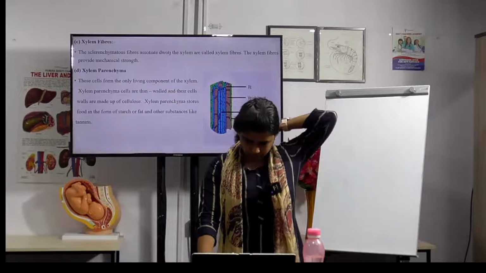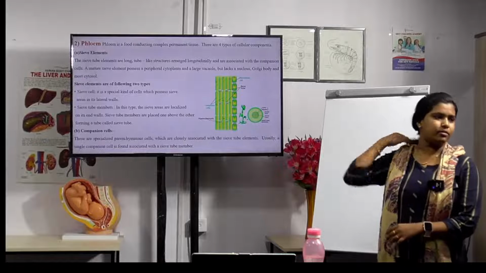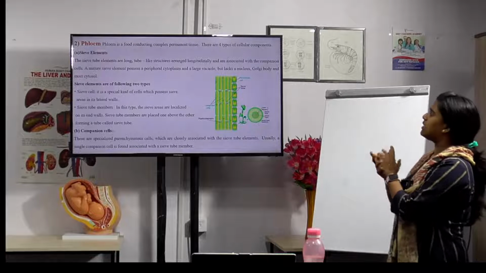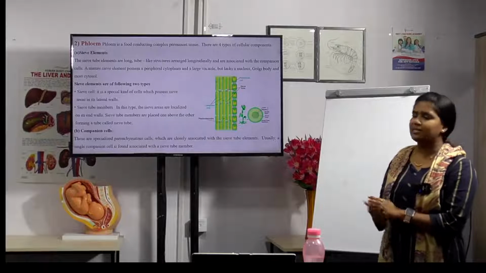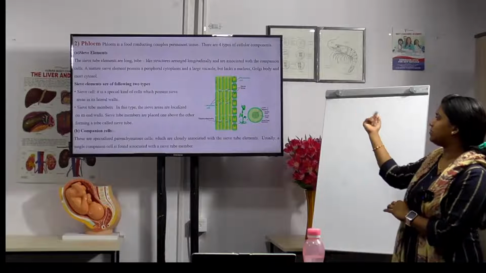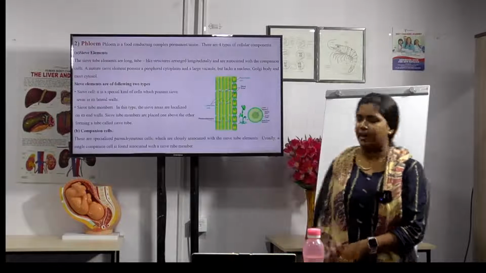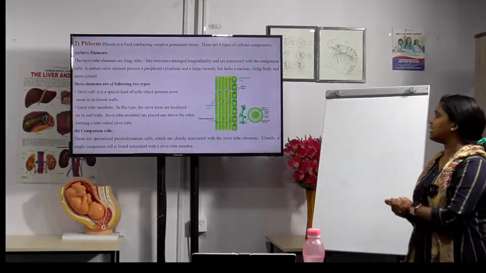Okay, and the next one is phloem. What did I say about phloem? Yes, same thing, it has 4 components: sieve elements, companion cells, phloem parenchyma, and phloem fibers. Okay, what are sieve elements?